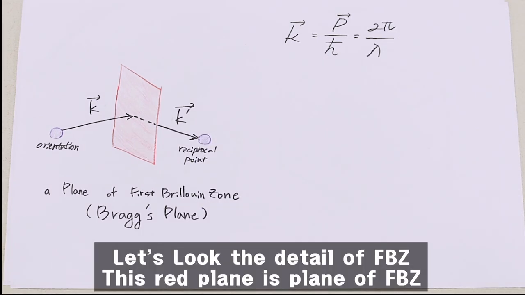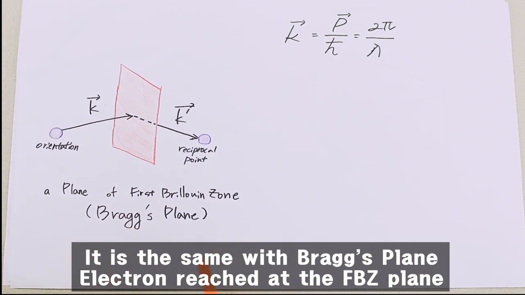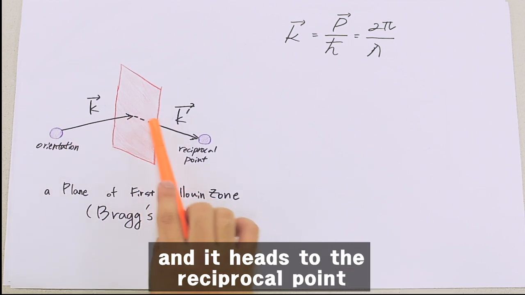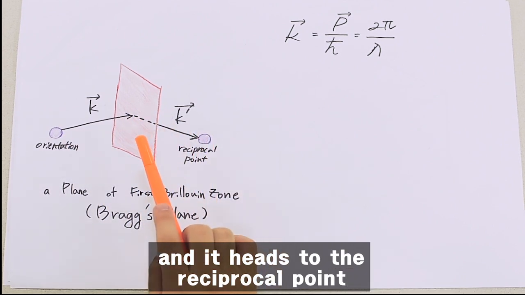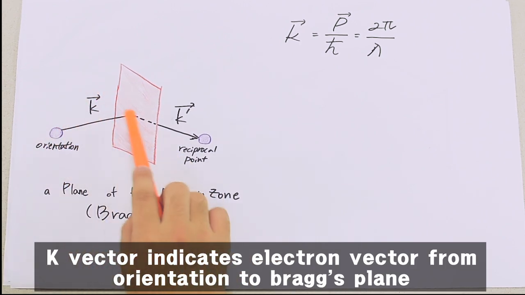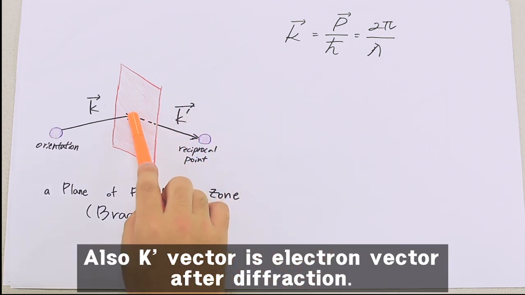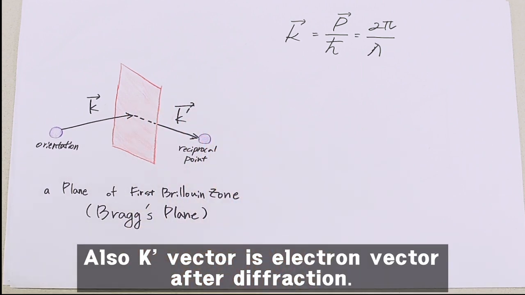Let's look at the details of the FBZ. This red plane is the plane of the FBZ. It is the same as the Bragg plane. An electron that reaches the FBZ plane is diffracted and goes to the reciprocal point. The K vector indicates the electron vector before reaching the Bragg plane. Also, the K prime vector is the electron vector after diffraction.